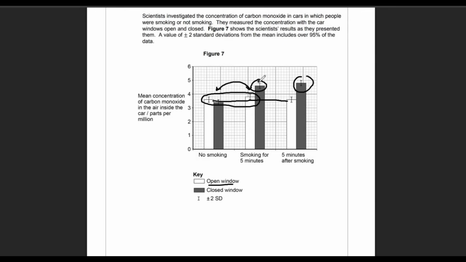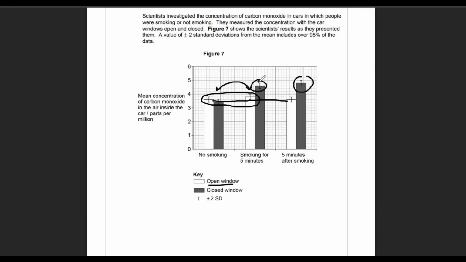Now, other things to take away from this evaluation is that the statement talked about toxins. It did not relate specifically to carbon monoxide, and our data is only on carbon monoxide. So what we would say there is, that's not so good.